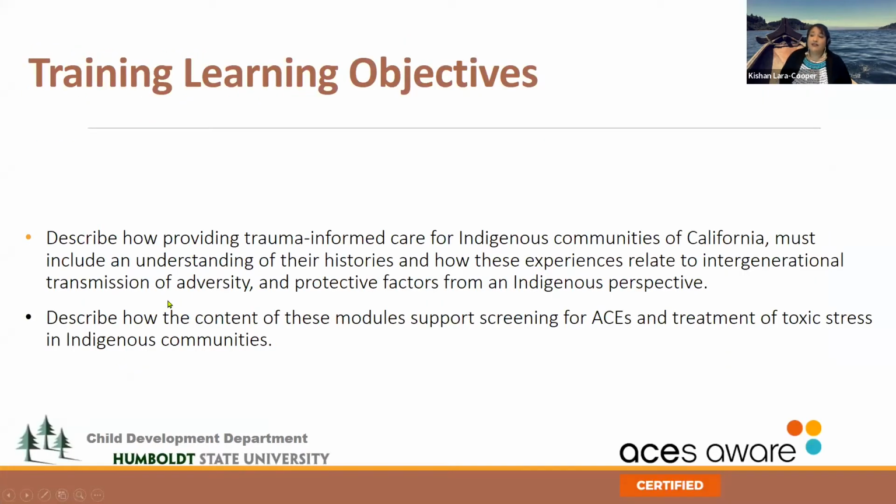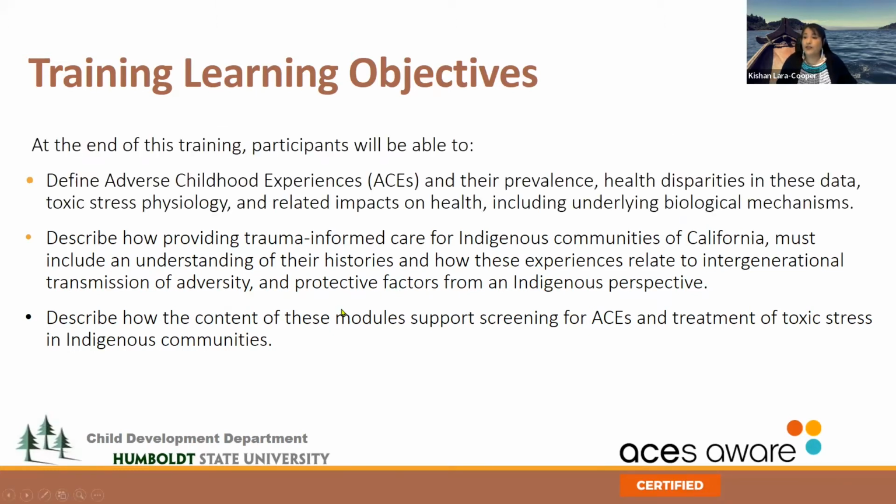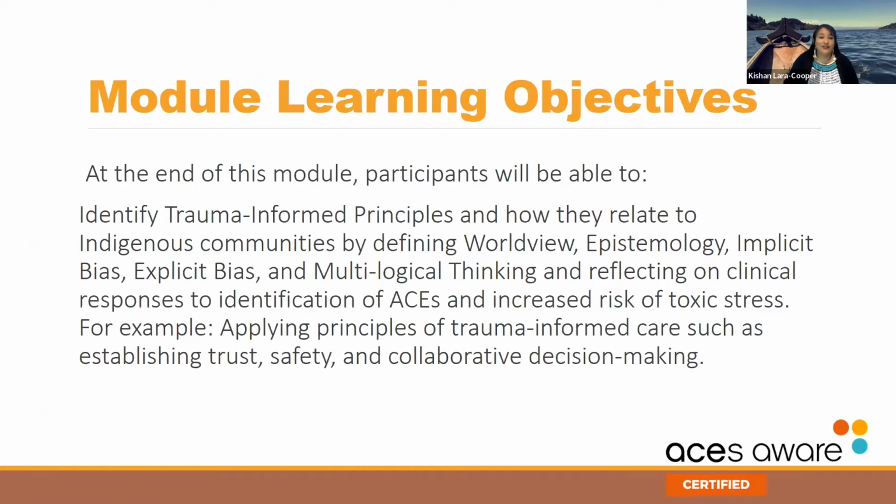And so these are the learning objectives for this module: to describe how providing trauma-informed care for Indigenous communities of California must include an understanding of their histories and how these experiences relate to intergenerational transmission of adversity, as well as protective factors from an Indigenous perspective. Another objective is to describe how the content of these modules support screening for ACEs and treatment of toxic stress in Indigenous communities. In addition to that, we've also defined the adverse childhood experiences.